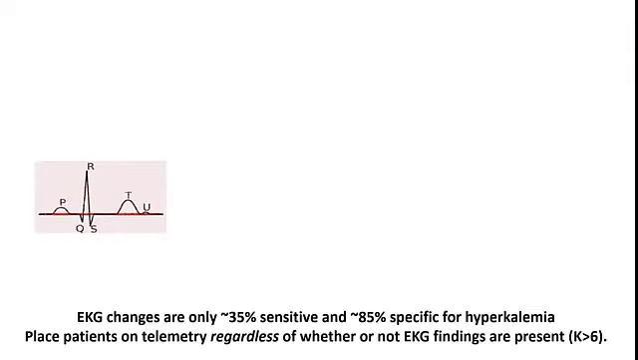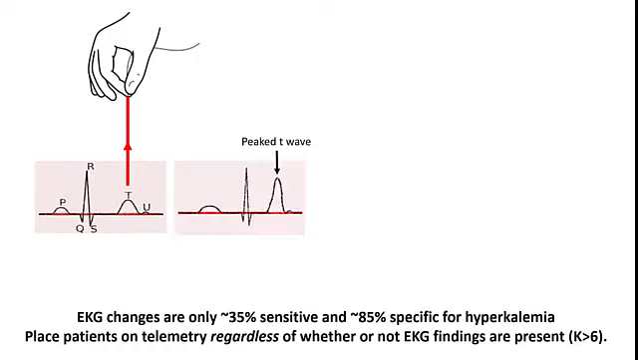So what are the EKG changes? Somebody once told me to imagine pulling up on the T wave, and these are the changes that you will expect to see in hyperkalemia. Importantly, these EKG changes are not very sensitive and only moderately specific for hyperkalemia. First, you might see a peaked T wave. This can be so tall that it may even look like the QRS complex.